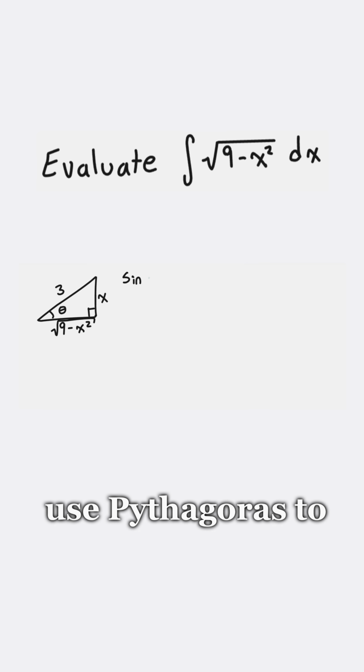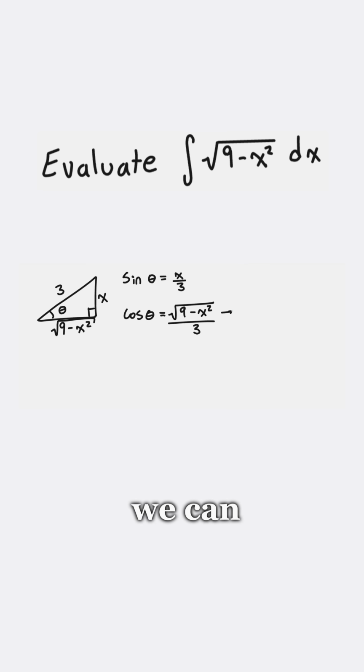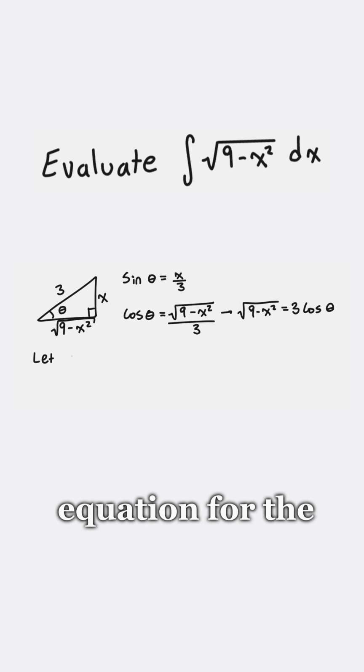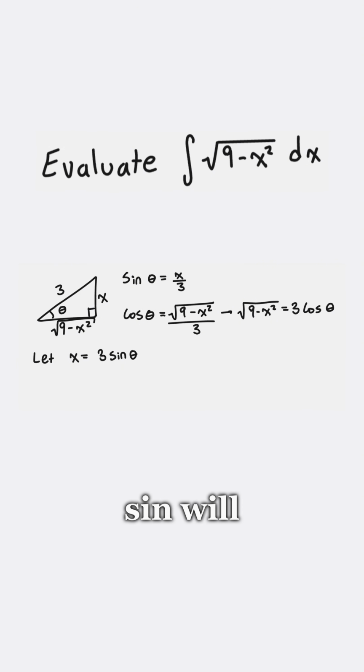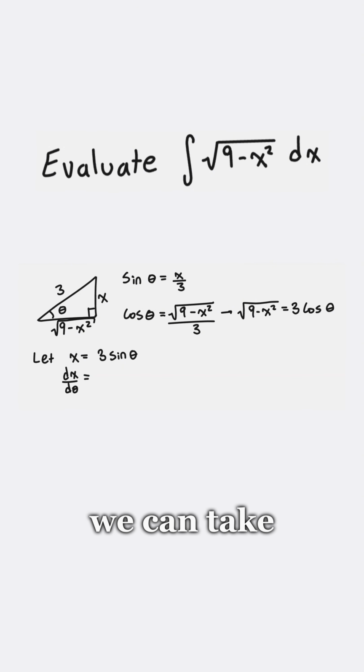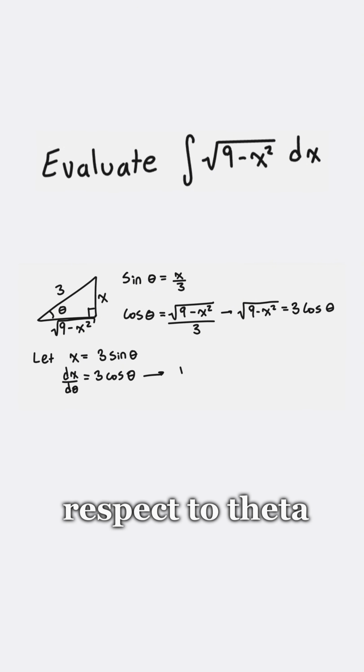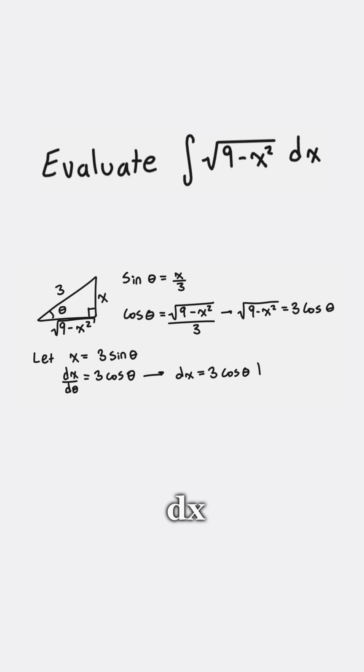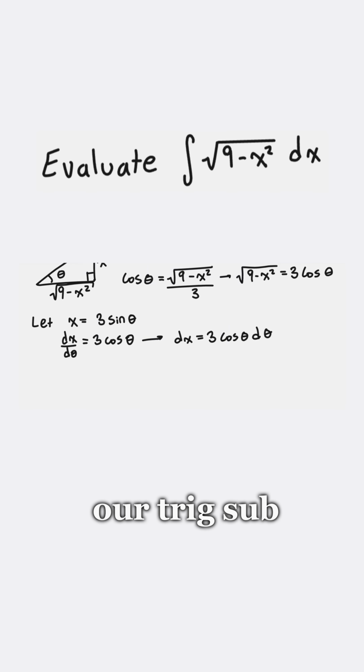Since we have that form constant minus x squared, that means that we can use sine and cos to set things up. The cos will give us an equation for the square root part, and the sine will let us know what x should be. Then we can take the derivative of x with respect to theta and rearrange for dx, and now we have everything to set up our trig sub.